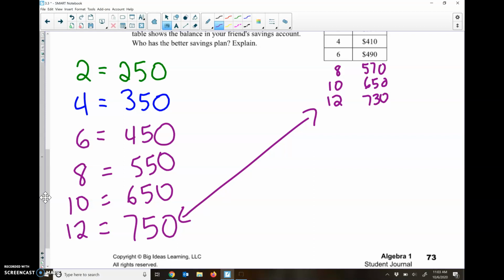After 10 months, you're both at 650, so it doesn't really matter which one you choose. And then anything less than 10 months, your friend's getting the better deal. But anything more than 10 months, you're getting the better deal. So something to kind of think about: how long is that money going to be in the savings account for?